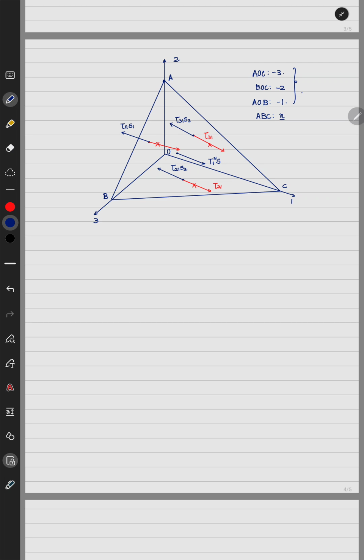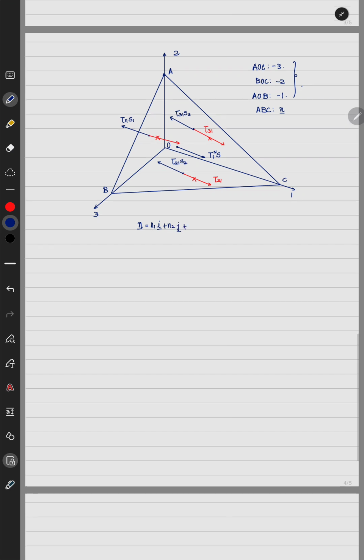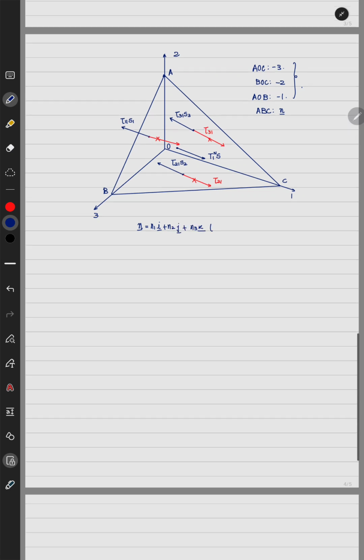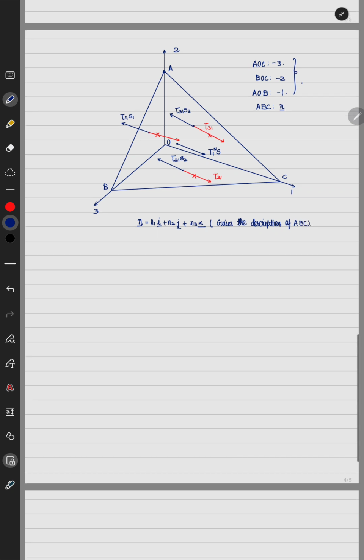Now what I can say, n is equal to n1 i cap plus n2 j cap plus n3 k cap. This gives the description of ABC. How ABC is oriented along some direction is given by the vector n. This n will give me the information about how ABC is oriented in a particular flow field.